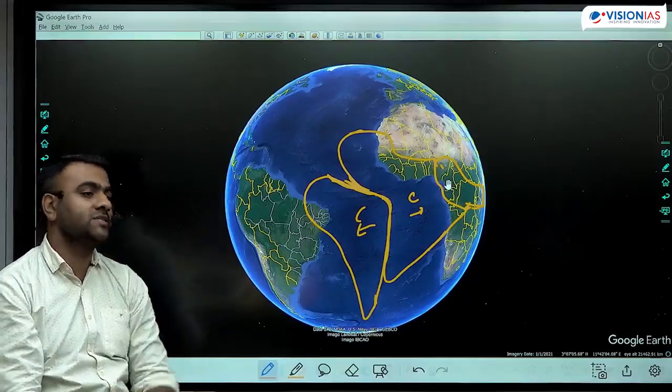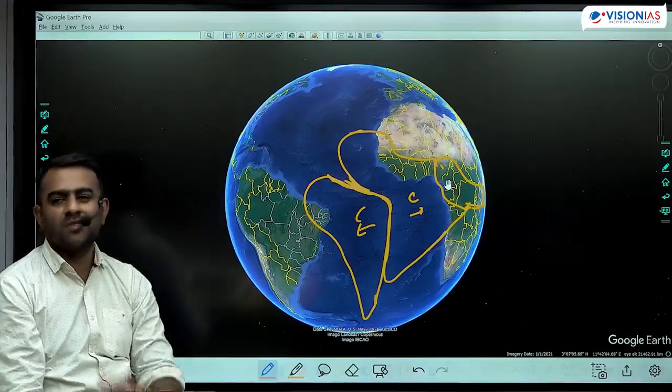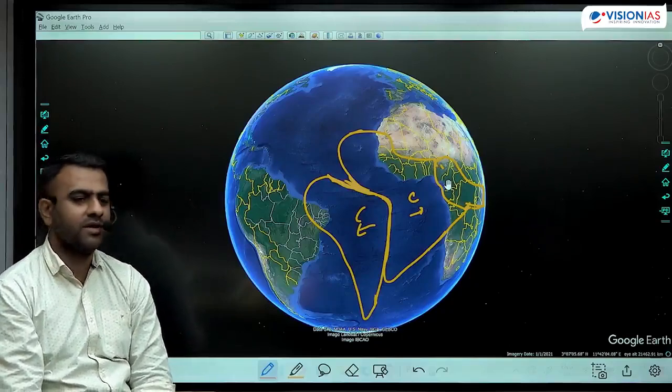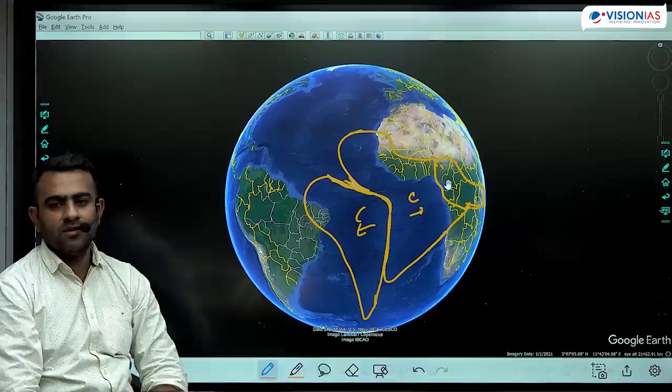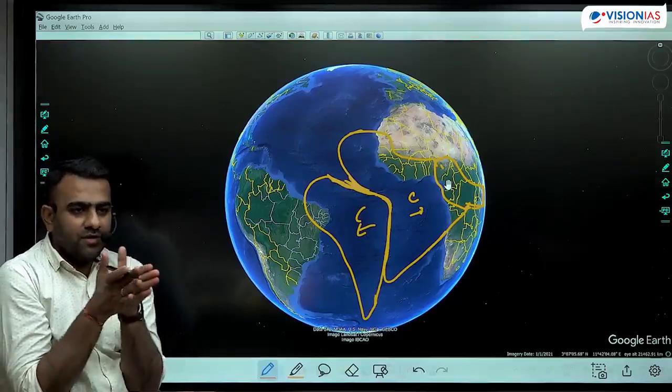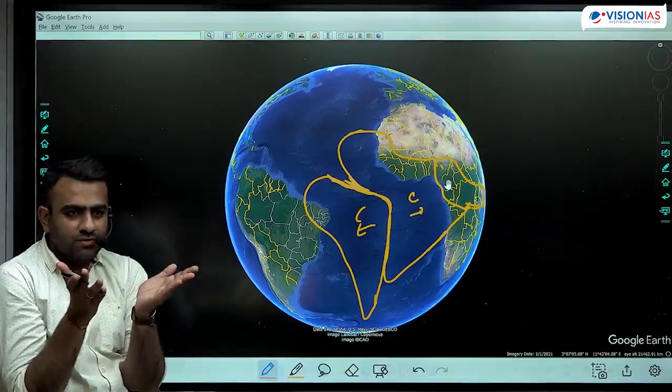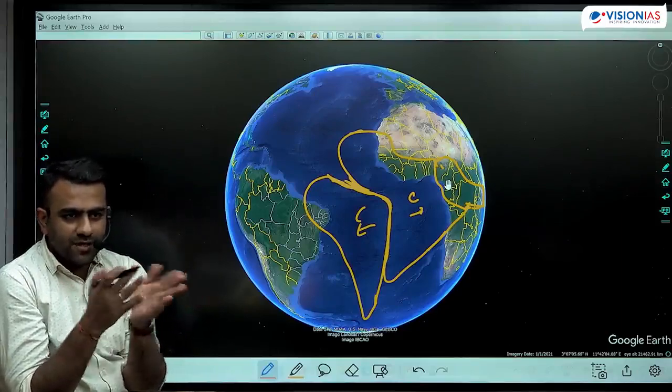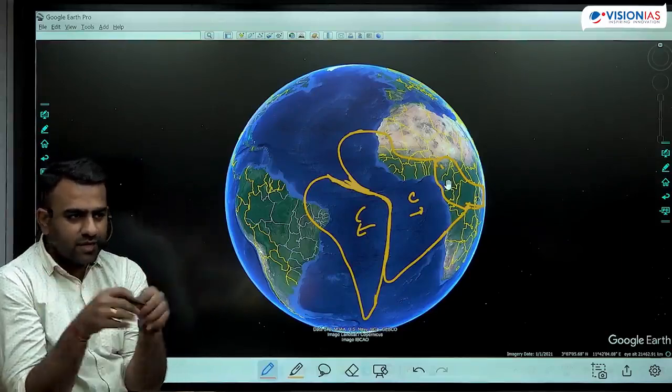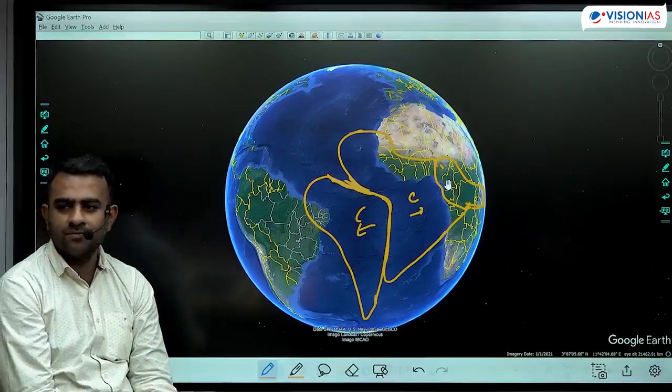It is the plate which is moving. It doesn't matter whether it is an oceanic plate or continental plate, but plates are moving. Okay, so along the movement, if there is a divergence of ocean, it causes seafloor spreading. If there is a divergence of continent, it causes the drifting of continent.